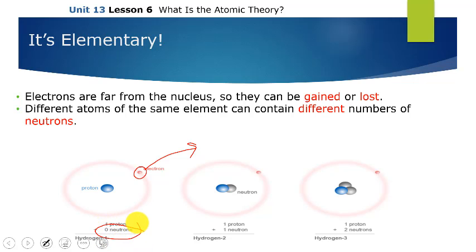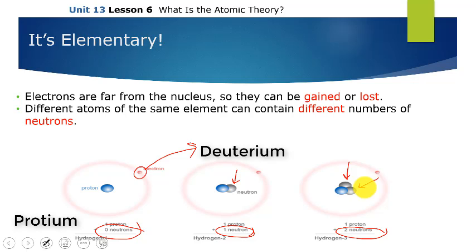The hydrogen isotopes: the first one has no neutrons, and we call it protium. The second hydrogen isotope has only one neutron, and we call it deuterium. And the third has two neutrons, and this isotope we call tritium. Protium is the first, the second is deuterium, and the third is tritium. That's only to explain what an isotope is.